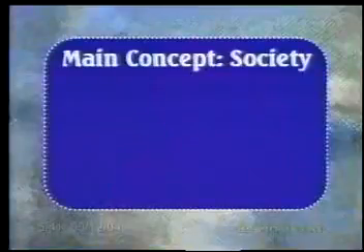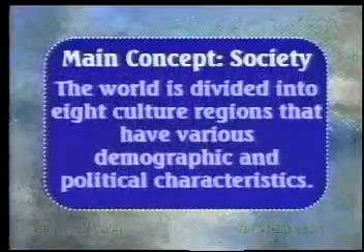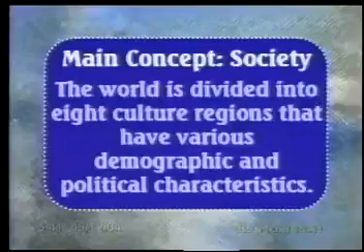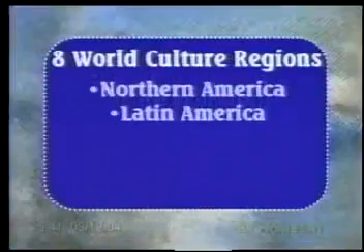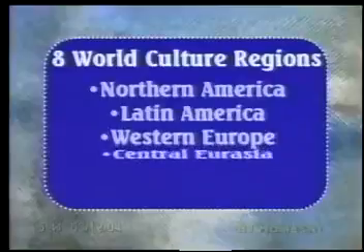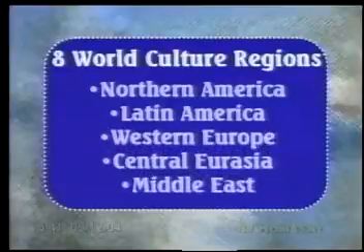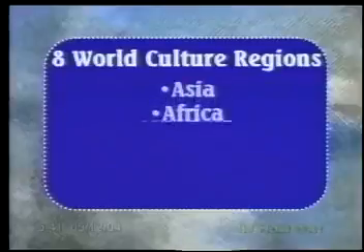Our main concept in our society chapter is that the world is divided into 8 culture regions that have various demographic and political characteristics. And the culture regions defined by our textbook are Northern America, Latin America, Western Europe, Central Eurasia, the Middle East, Asia, Africa, and Oceania. So that's how our textbook has divided the regions.